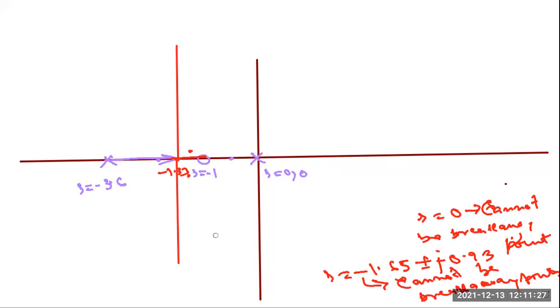So what will be the value? Means how the root locus will move. There are two poles. From these two poles, obviously the root locus will originate, and it will follow the asymptotic path. Is it clear? It will originate from these poles and it will follow the asymptotic path. Okay?